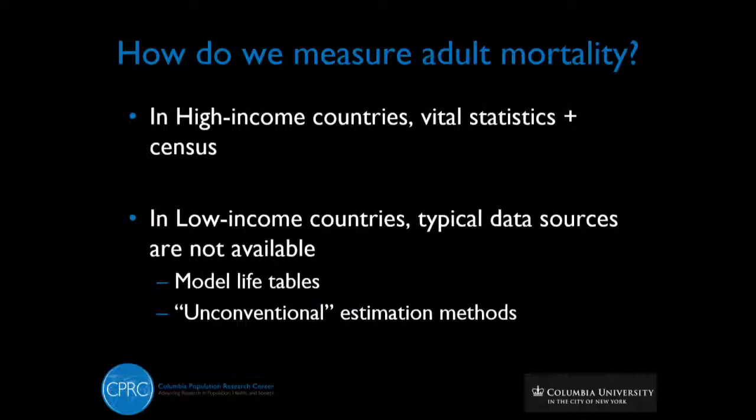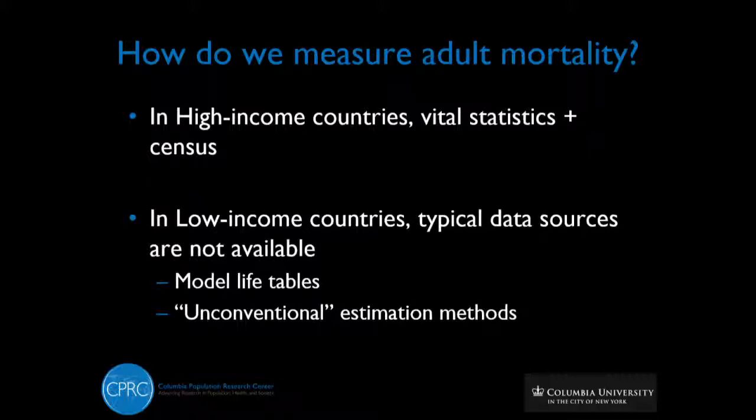In high-income countries, we usually have vital statistics and censuses to measure adult mortality, so it's fairly straightforward for demographers to estimate rates of adult mortality. In low-income countries, on the other hand, these data sources are often not available, and we have to revert to alternatives to estimate these rates. For a long time, people have relied on model life tables, where you can derive an estimate of adult mortality based, for example, on estimates of child mortality.